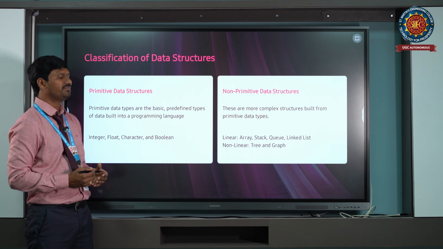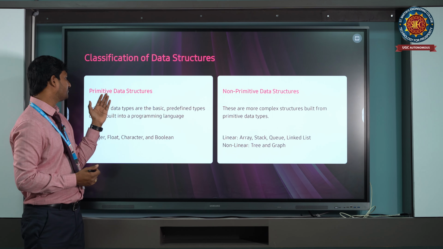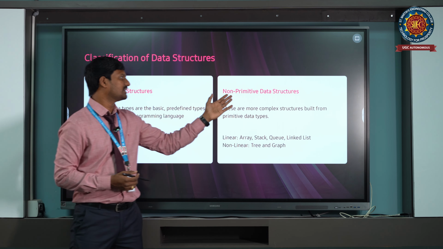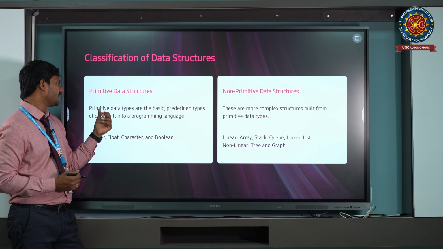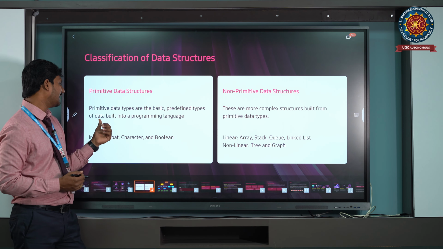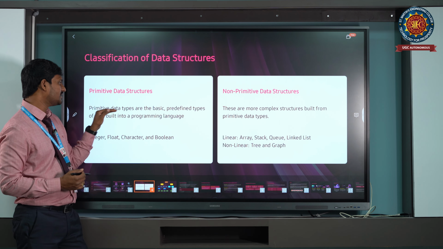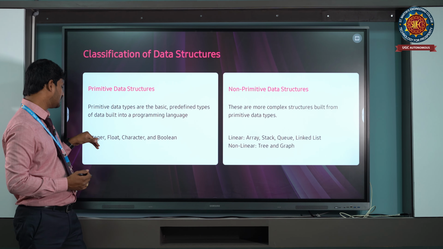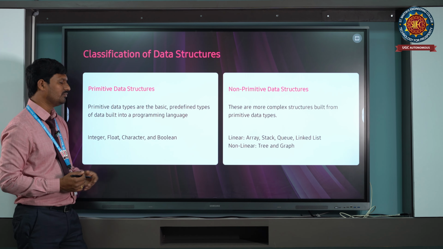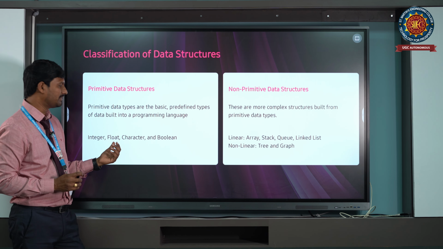So next we will see the classifications of data structures. There are basically two types of classifications. First one is primitive data structures and second one is non-primitive data structures. Coming to the primitive data structures, primitive data types are the basic predefined types of data built into a programming language. For example, integer, float, char and boolean. These are the basic built-in data types in any programming language.